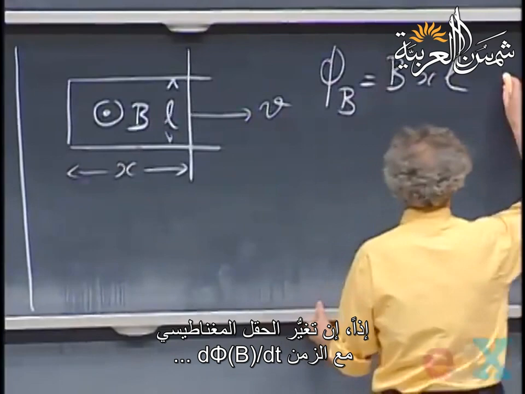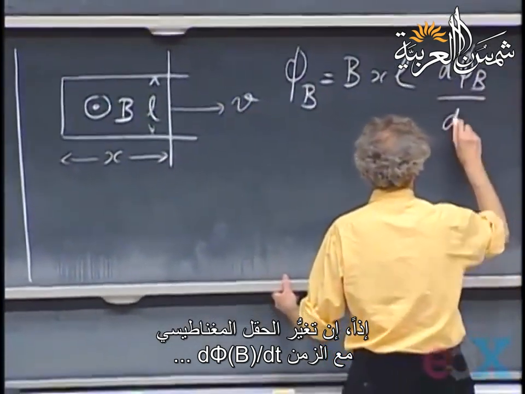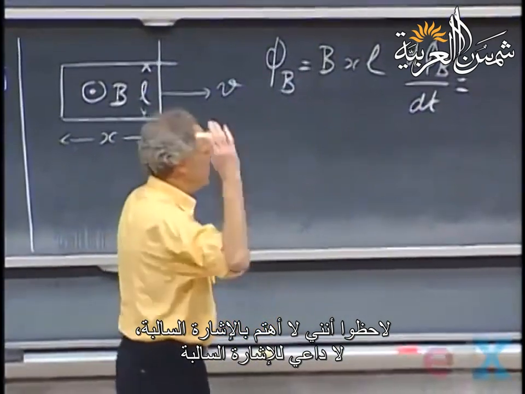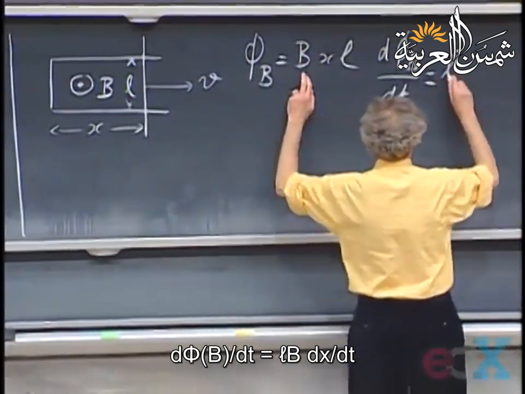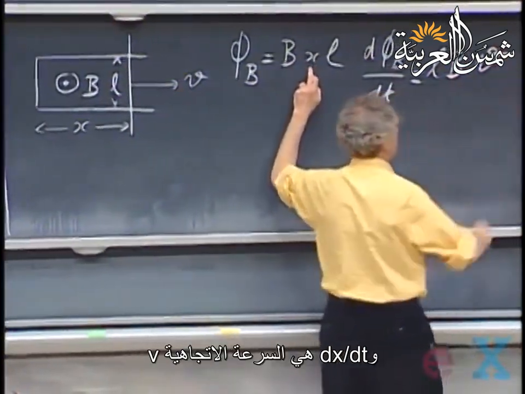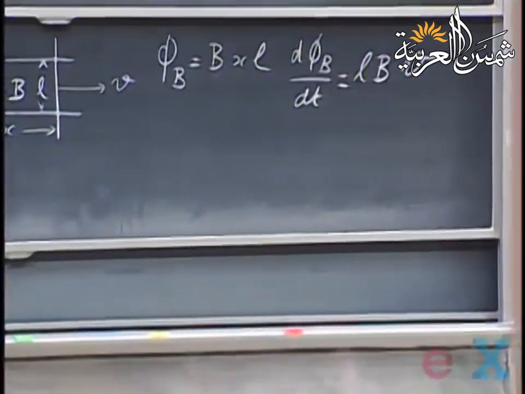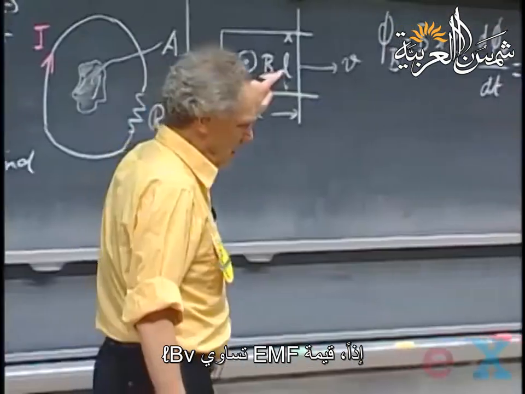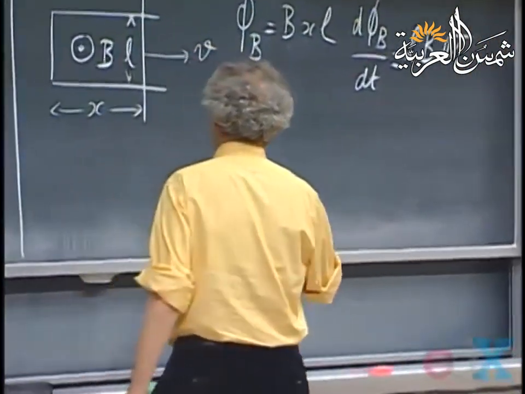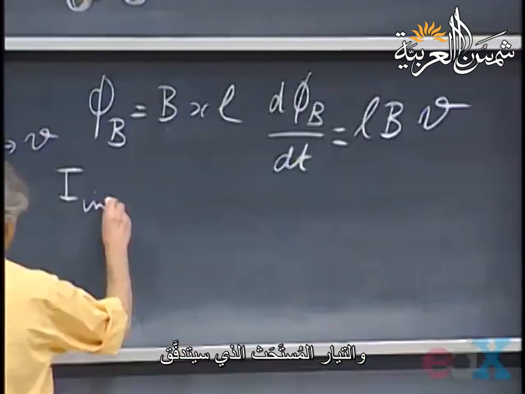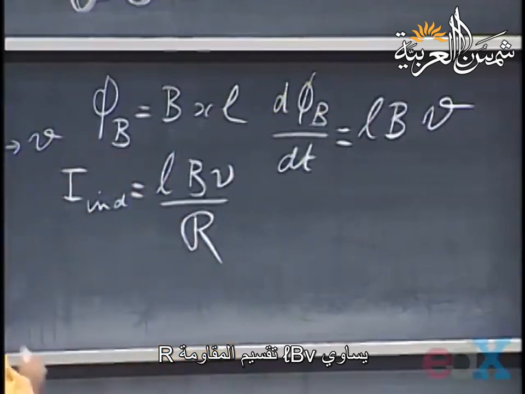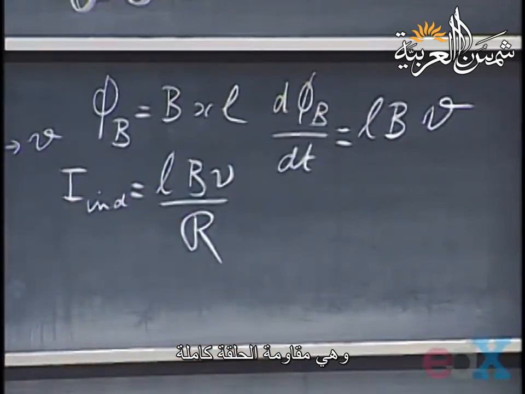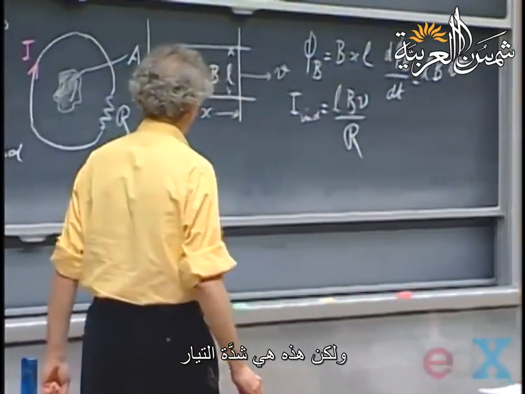So the magnetic flux change in time, dΦ_B/dt. Notice I don't care about minus signs, I don't need minus signs. That dΦ/dt is therefore L times B times dx/dt, and dx/dt is the velocity. So the magnitude of the EMF is LBV. And so the current that is going to flow, the induced current, is that value, LBV, divided by the resistance R, and that is the resistance that is in this entire loop. Whatever there is and where it is, I don't care, but that is the magnitude of the current.